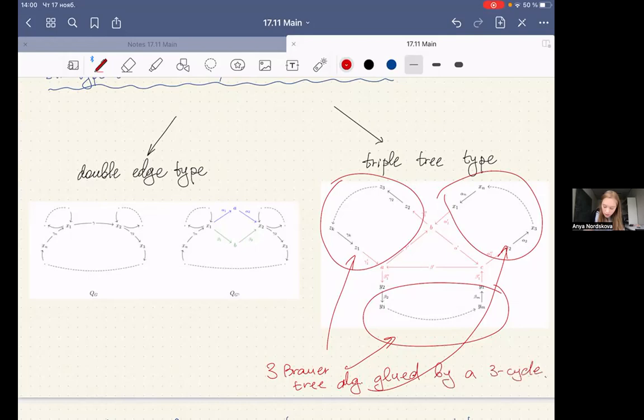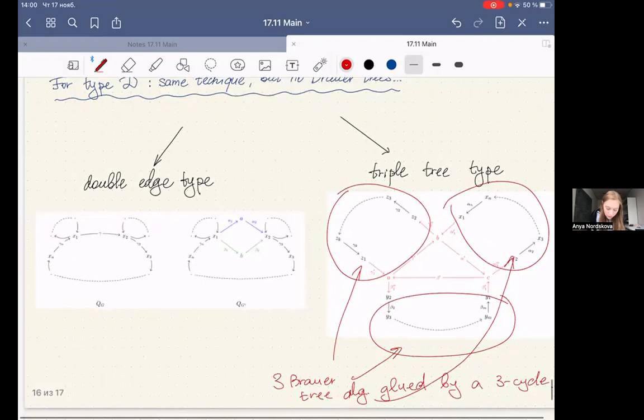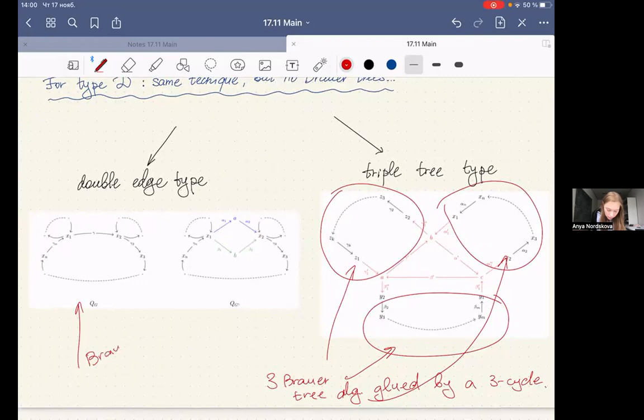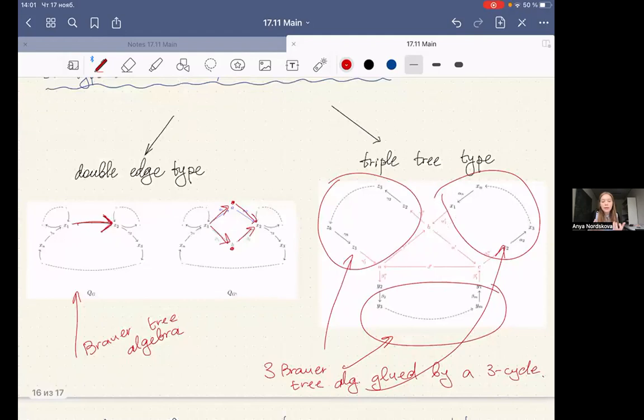This is one type, and another type is as follows. I have a Brauer tree algebra. I take an arrow somewhere. I add two more vertices in the quiver, and I add four more arrows like this instead of this one arrow. And this is it. This is how I can make algebras of type D out of algebras of type A.